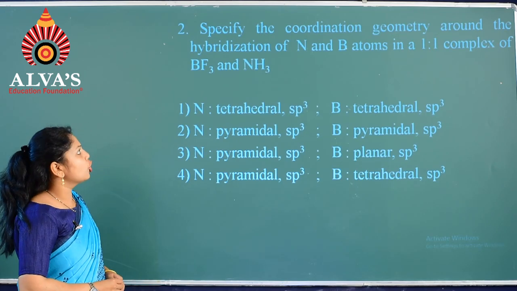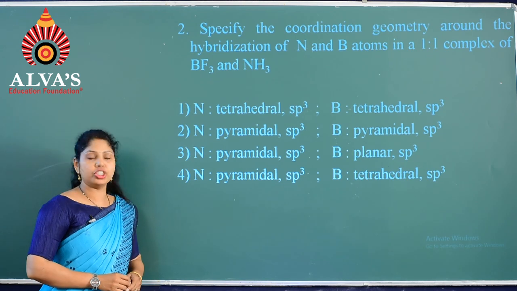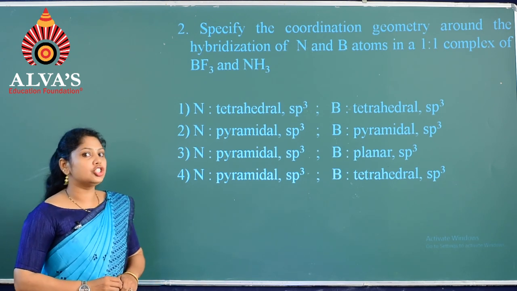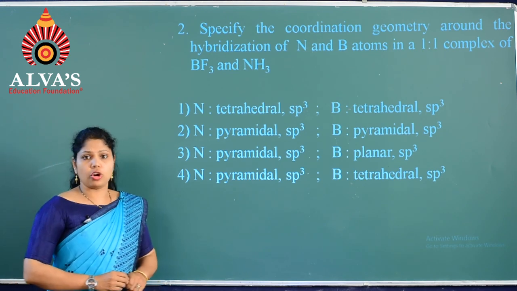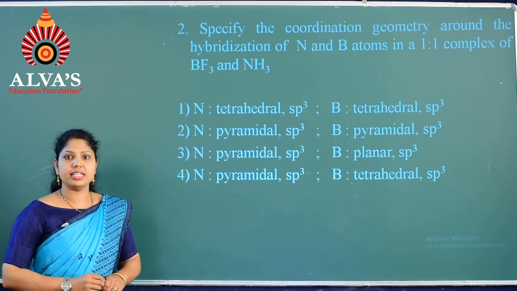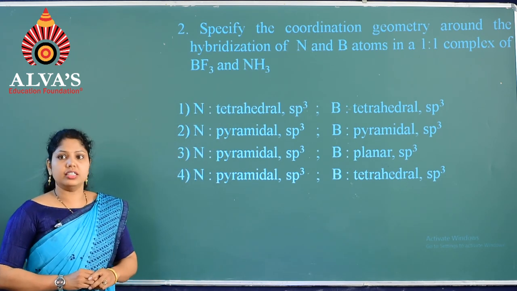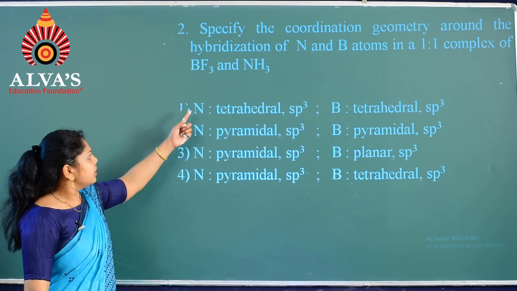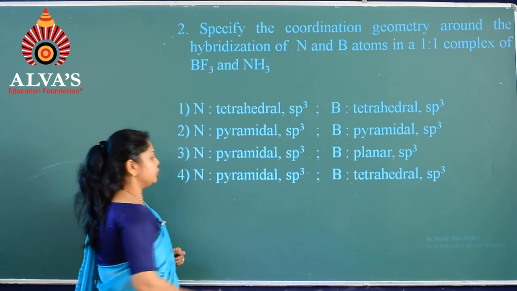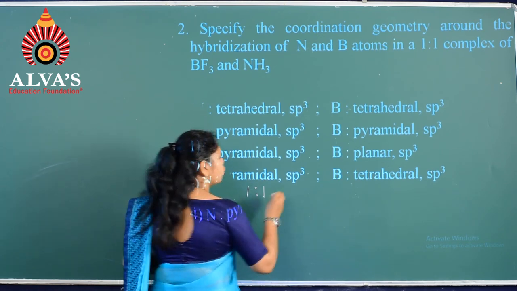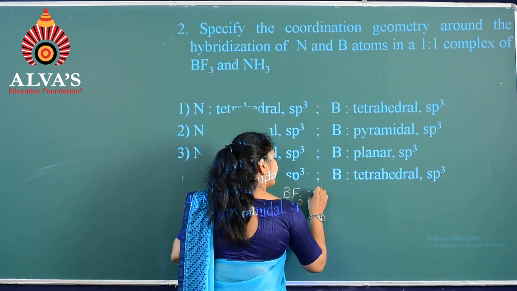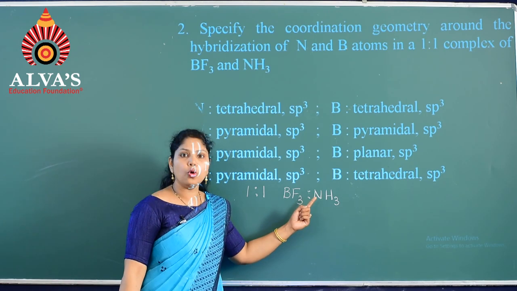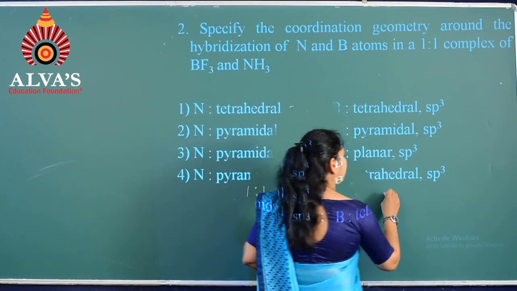Question number 2. Specify the coordination geometry around the hybridization of nitrogen and boron atoms in 1:1 complex of BF3 and NH3. If you observe the BF3 and NH3 molecules, in case of BF3, in boron, the hybridization is sp2 and the geometry is trigonal planar. Whereas in the case of ammonia, the hybridization of nitrogen is sp3 and the geometry is pyramidal. But such options are not observed here. So, this is a special case where 1:1 ratio of BF3 and NH3 if we consider. Boron being a Lewis acid, it is going to accept a lone pair of electrons from the nitrogen and it is going to form a bond.